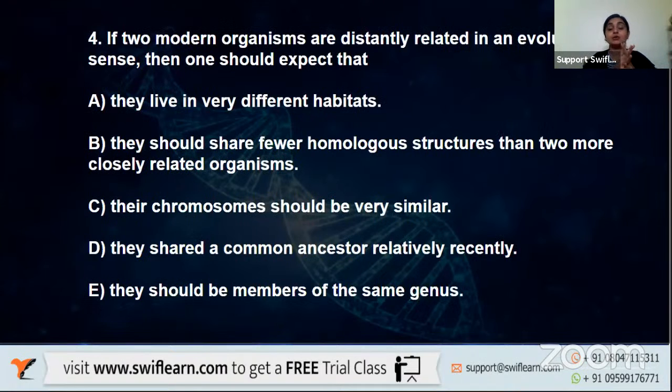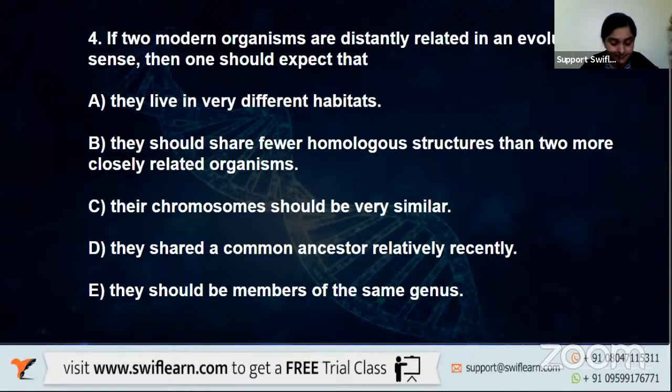Moving further to the 4th question. It says if 2 modern organisms are distantly related in an evolutionary sense, then one should expect that they live in very different habitats. They should share fewer homologous structures than 2 more closely related organisms. Their chromosomes should be very similar. They share a common ancestor relatively recently. They should be members of the same genus.